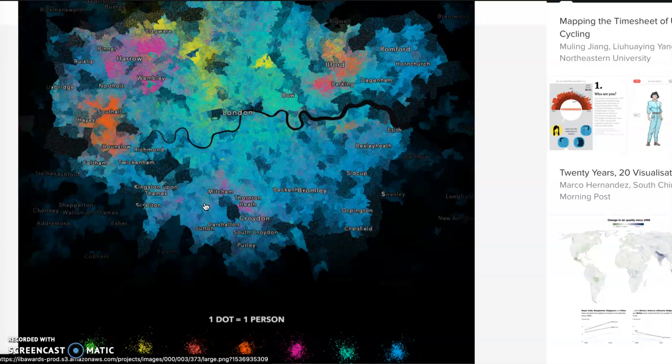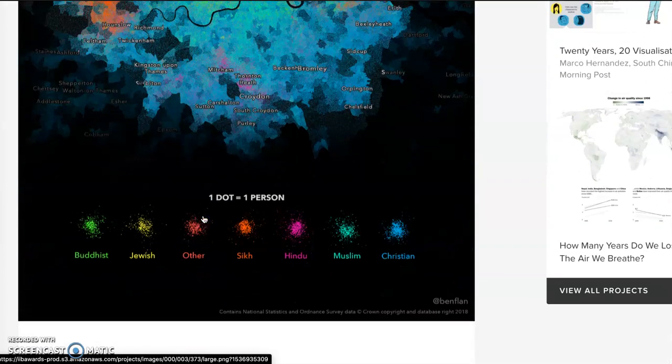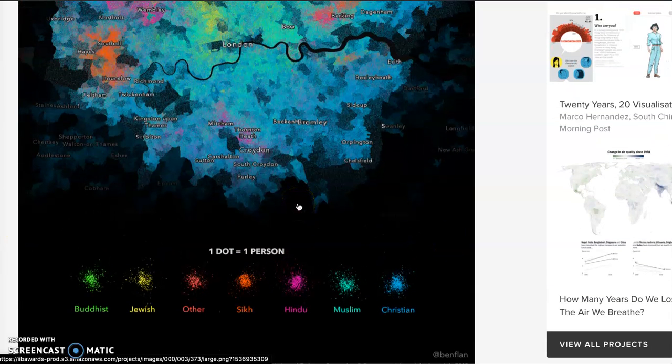This map also satisfies the principle of context by giving us a title that describes what is being shown and where. It gives us labels for each of the data points, and it gives us an index for how each of these data points or how each of these subgroups are being represented.